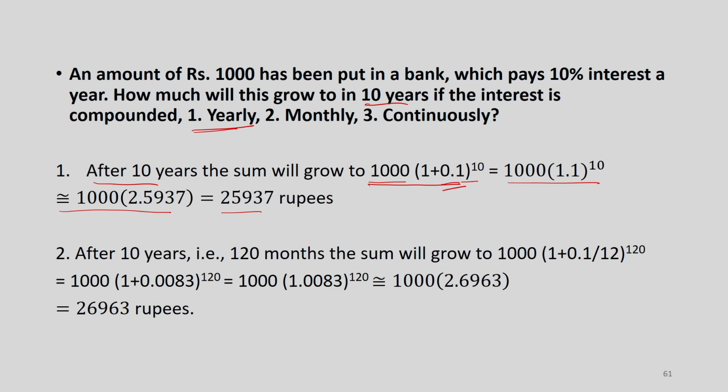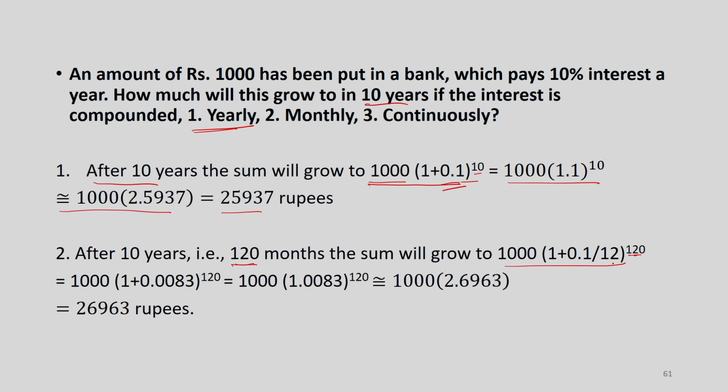Here we are compounding it, but not annually, it is compounded monthly. In 10 years, how many months are there? There are 120 months. So, T here is 120. So, that is coming as the power like before. However, I have to be careful with the rate of interest. Rate of interest is per month. It is whatever the rate of interest is annually divided by 12. So, it is 0.1 divided by 12.